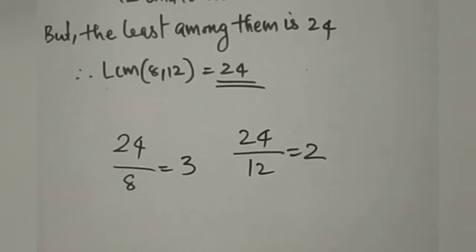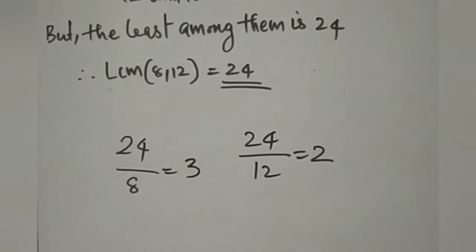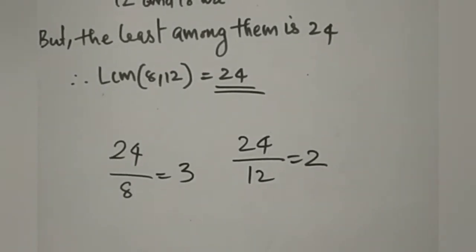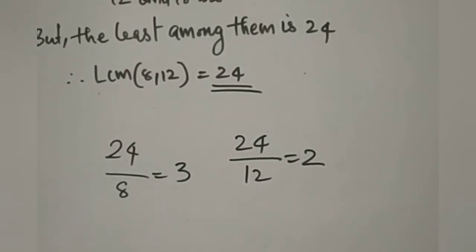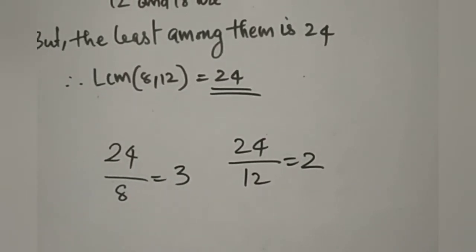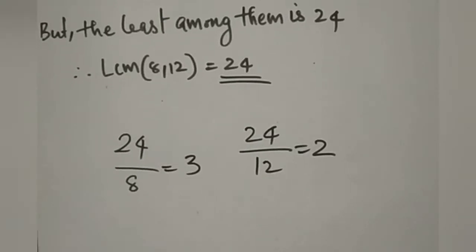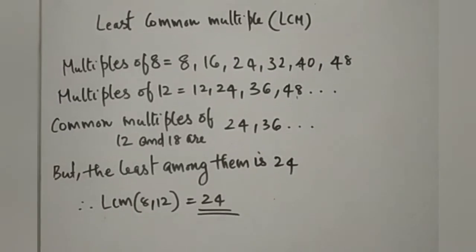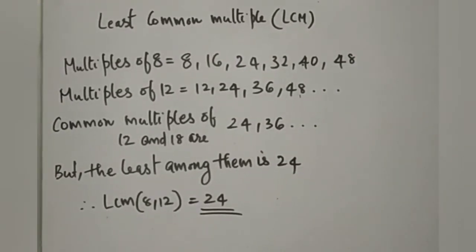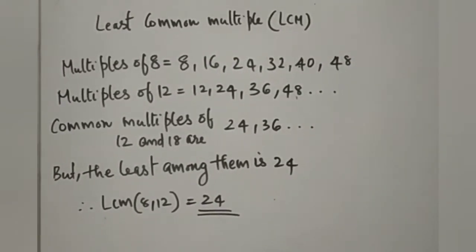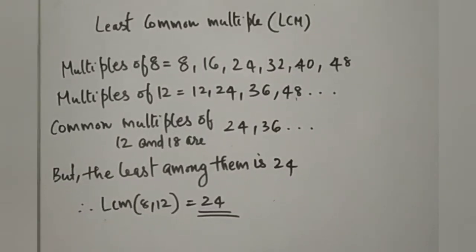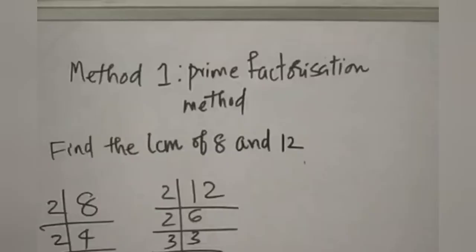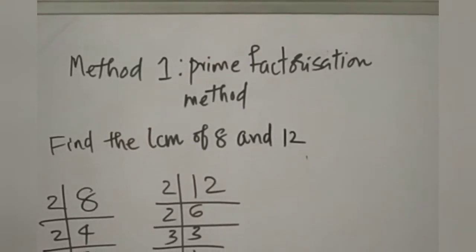So we can define the least common multiple of two or more given numbers as the least number that is exactly divisible by each one of them. So using this way, we can find out the least common multiple for given numbers. But we usually use other methods to find out the least common multiple, and two of the methods we are going to study now. Method 1, prime factorization method.